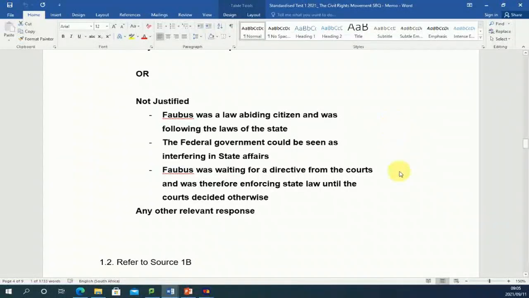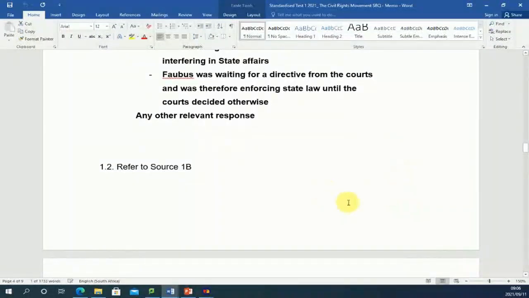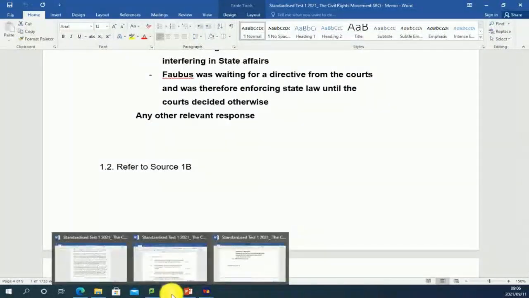So you see there, none of the possible answers that I've given over there relate to whether this was morally right or wrong. Absolutely none of those. Those are just based on the law, the legislation at the time, okay? And so you could look at that as a possible option in that case. So now we look at source 1B.